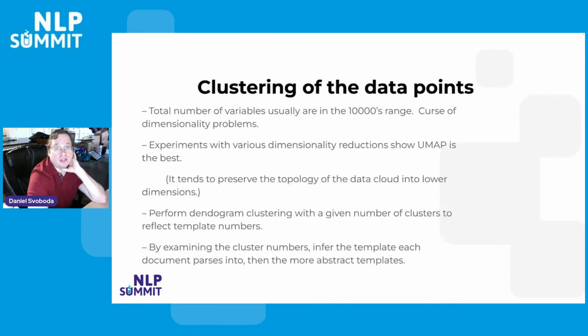So after extraction of all these count vectorizers and vectors, we get data points in the 10,000s range. Obviously, we're going to have curse of dimensionality problems. So the best dimensionality reduction I found is UMAP, which preserves the topology of the data cloud from higher dimensions to lower ones. Then we perform dendrogram clustering on these reduced variables in order to get the number of clusters. So by examining the cluster numbers that we get from dendrograms, we can potentially infer templates or slot fillings in more finer granularity, and then see how they form together into more abstract templates.